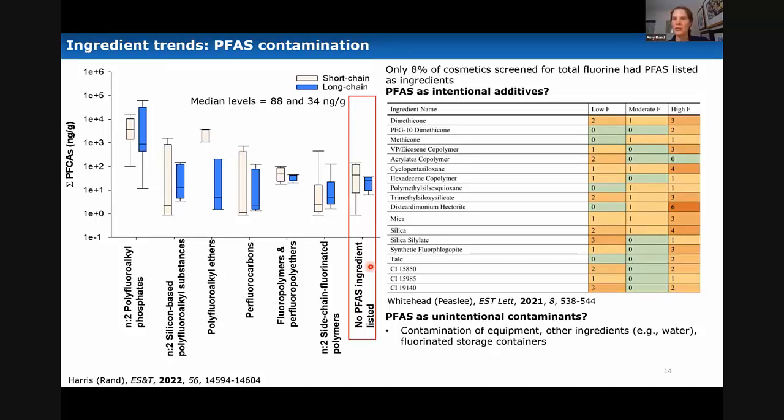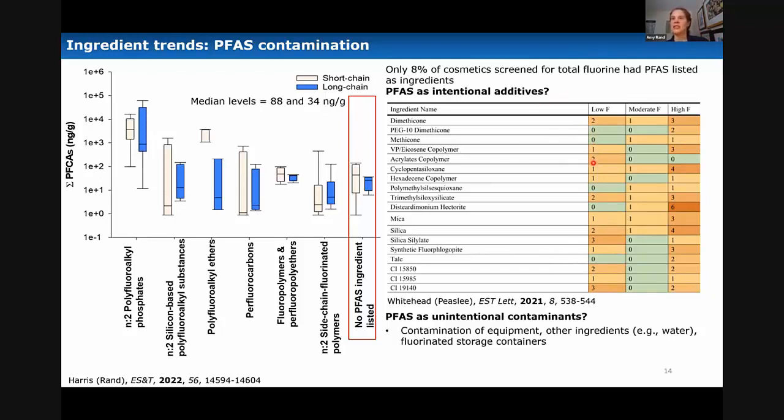had it not been for a study that was published in 2021 by Heather Whiteley and colleagues' group that noted a similar finding. So within their published study, they noted that only 8% of cosmetics that were screened for their total fluorine actually listed PFAS as ingredients. And so in this study, they tried to delineate possible sources of PFAS exposure. So they rationalized that PFAS could either be present in the product as intentional additives or as unintentional contaminants.